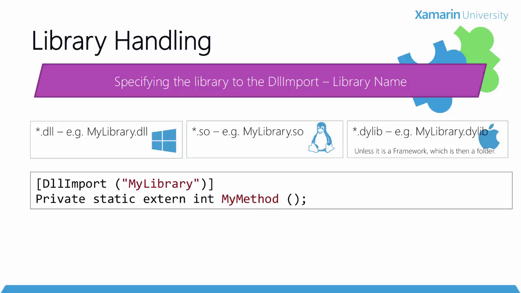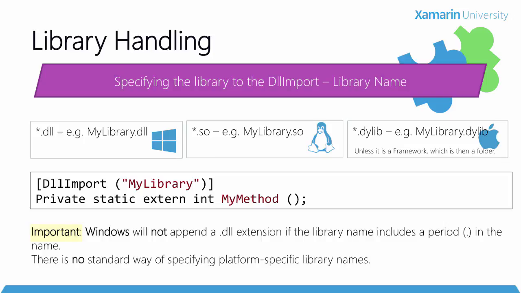Now, as we saw earlier, the DllImport attribute is used to specify the library name, and it's followed by the managed code signature of the method or function we would like to invoke. Now, this all seems pretty straightforward, which it is. However, you need to watch out, specifically on Windows. If on Windows you have a library name and it contains a period, then Windows will not append a DLL extension to the library name specified. This highlights the fact that there is no standard way of specifying platform-specific library names, and you should watch out for this.